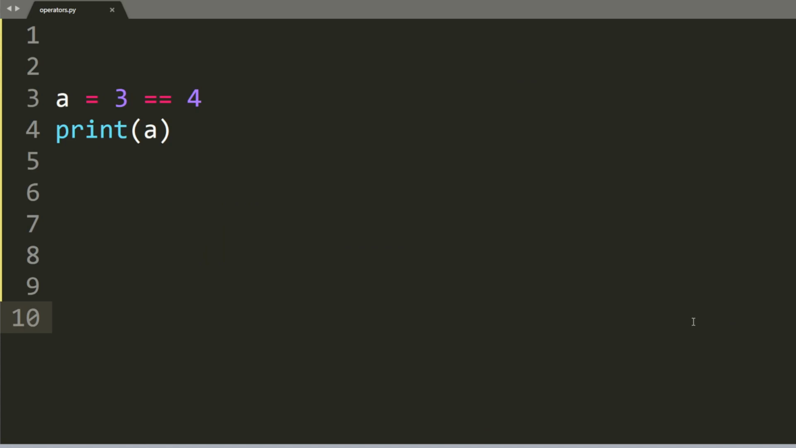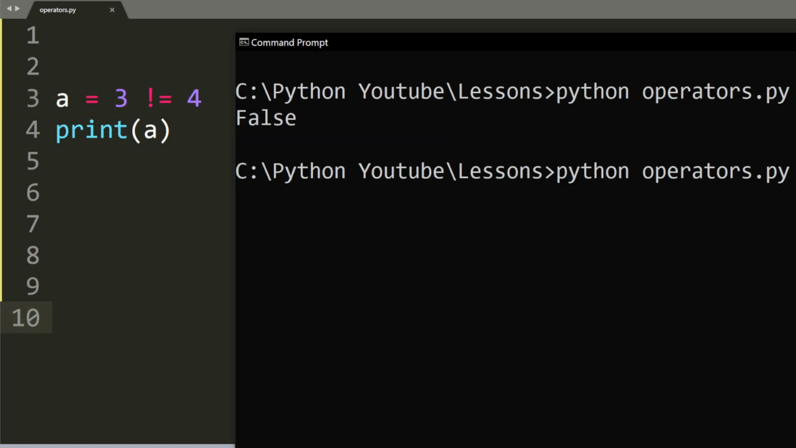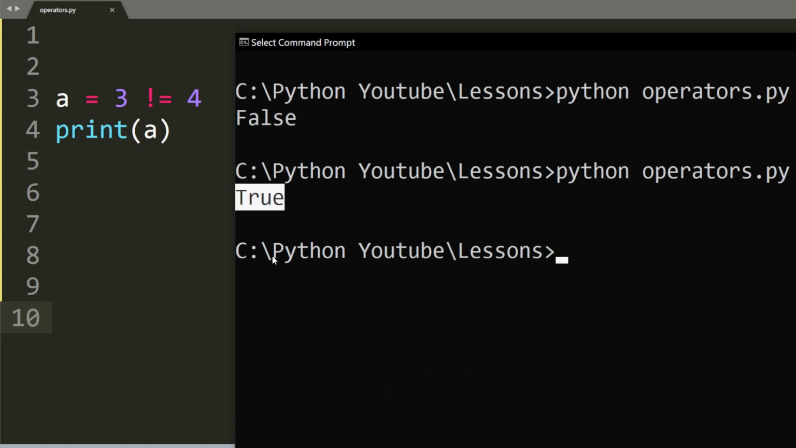The opposite of the equal sign is the not equal sign. So this is the not equal sign. And you're asking Python, is 3 not equal to 4? Yes, 3 is not equal to 4. So this would be a yes answer. It takes the yes, puts it into a box called A, and when you print it out, it will be a true, like this.